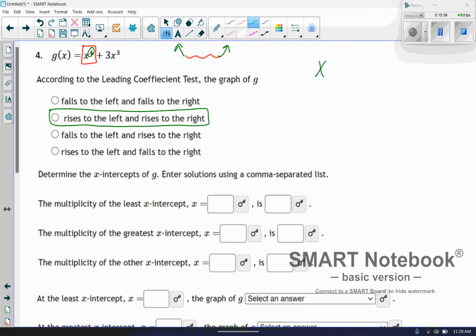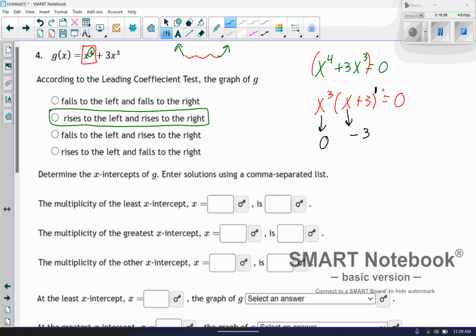Now, time to figure out our x-intercepts and list their attributes. So we'll set this equal to 0. I'll start by factoring out an x cubed, and I'm left with x plus 3 equals 0. So I have two x-intercepts. I have one at 0, and I have one at -3 with a multiplicity of 1.